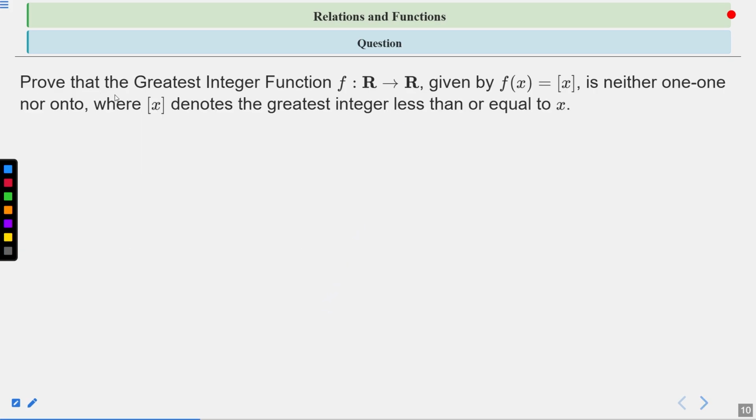This question: prove that the greatest integer function f from R to R given by f(x) is equal to box x is neither 1-1 nor onto, where this box x denotes the greatest integer less than or equal to x. You'll have some seconds to try this problem, then afterwards we will move on to the solution slide. So your time starts now.